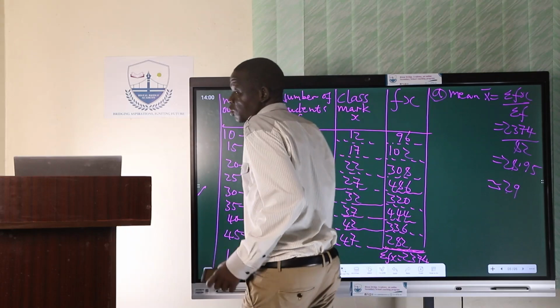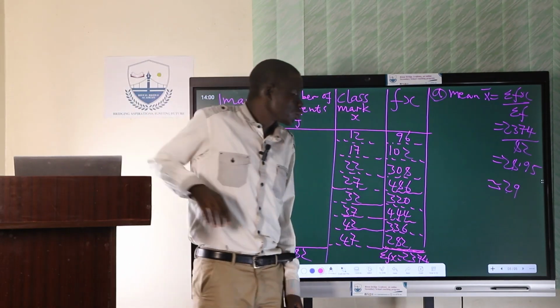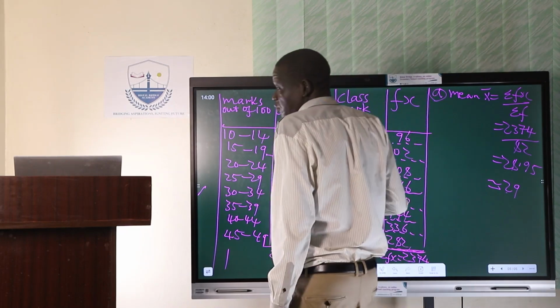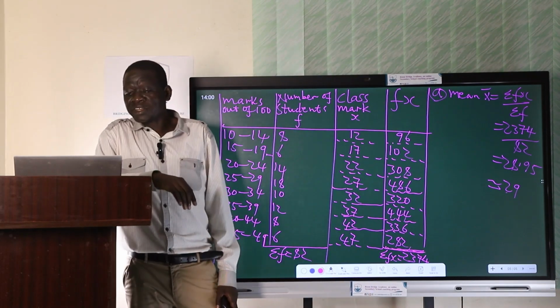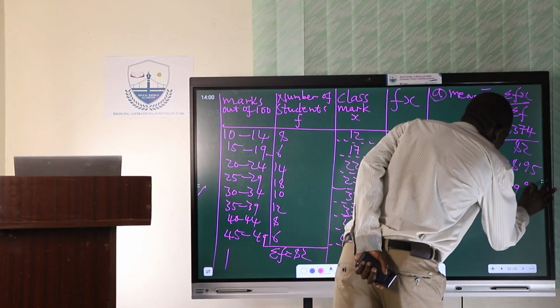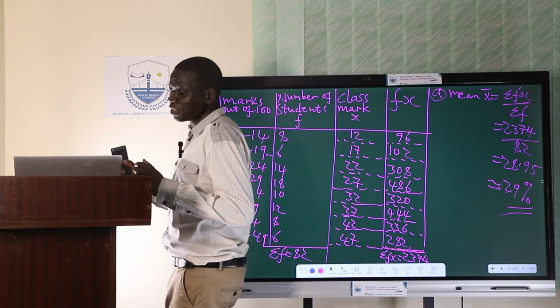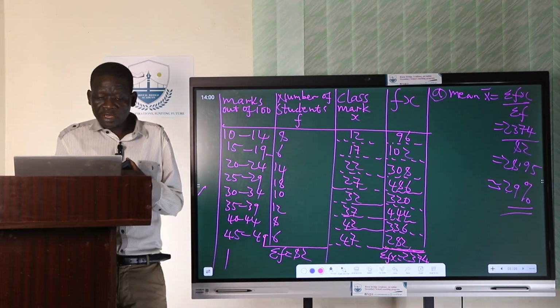Remember, we are dealing with marks. So that is 29. These marks are in what? In percentage. So that is 29%. That becomes the mean mark.